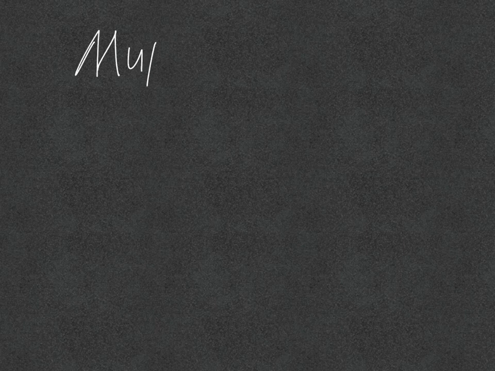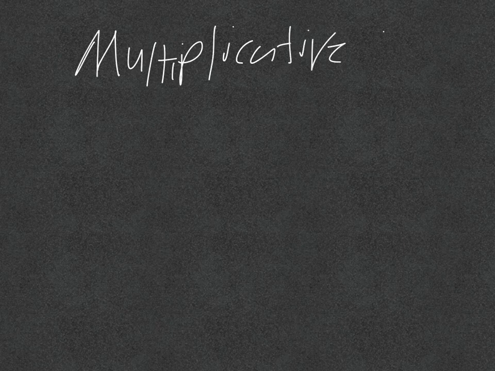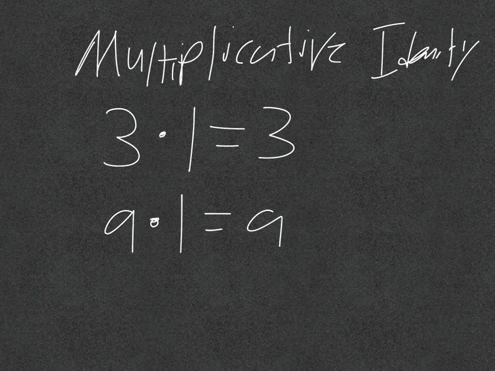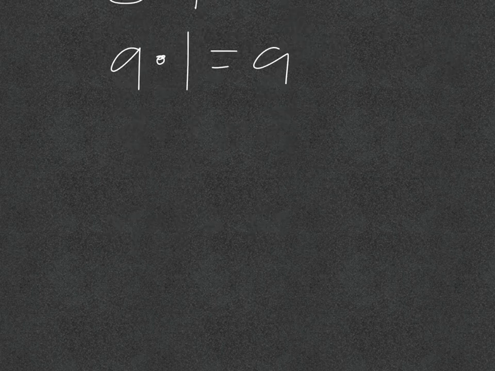The next one is the multiplicative identity, okay? And that sounds like a big word. Multiplicative identity. And that means that any number that we multiply by 1 equals itself. So, 3 times 1 equals 3, right? A times 1 equals A. Anything times 1 is itself. So that's the multiplicative identity and the additive identity.